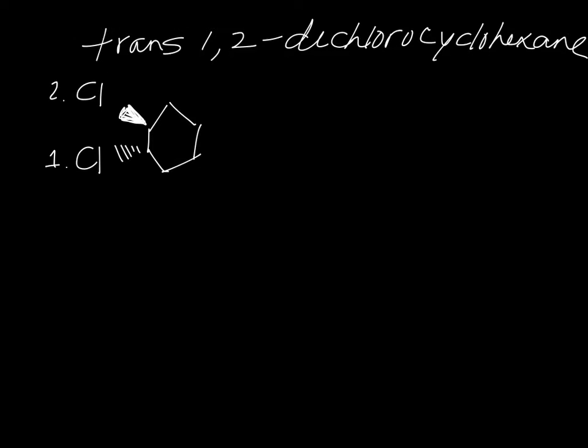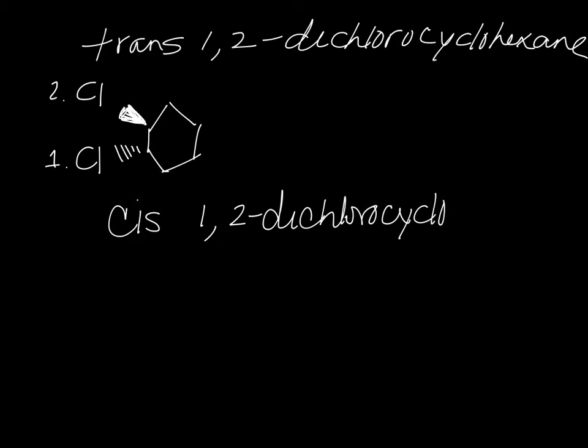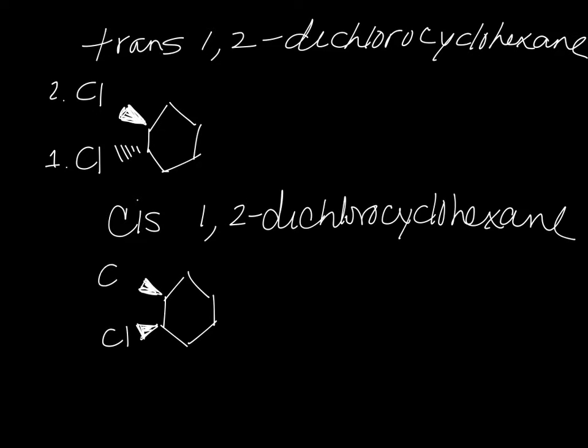So trans meaning opposite, so we have one in the front and one in the back, where cis 1,2-dichlorocyclohexane would be the same thing, but they're both on the same side. Okay, those are some examples of cis-trans isomers.